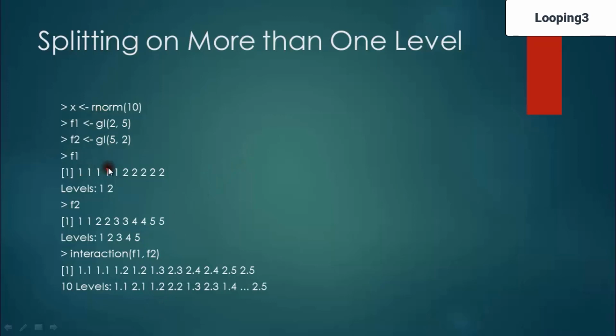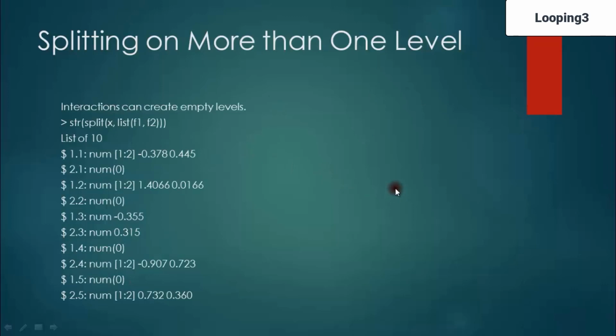Now if I create an interaction between these two factors, interaction of f1 comma f2, you will have 1.1, 1.1, 1.2, 1.2, basically all possible combinations, and you will have 10 levels, basically 5 into 2 equal to 10. So you'll have 10 levels of data while splitting this. Now sometimes what happens, interactions can also create empty levels.